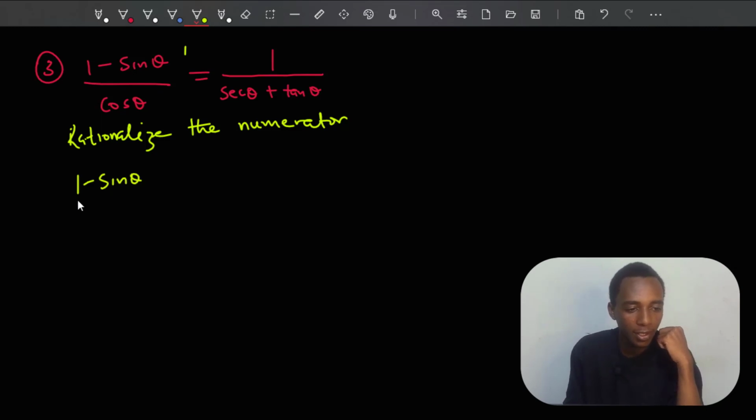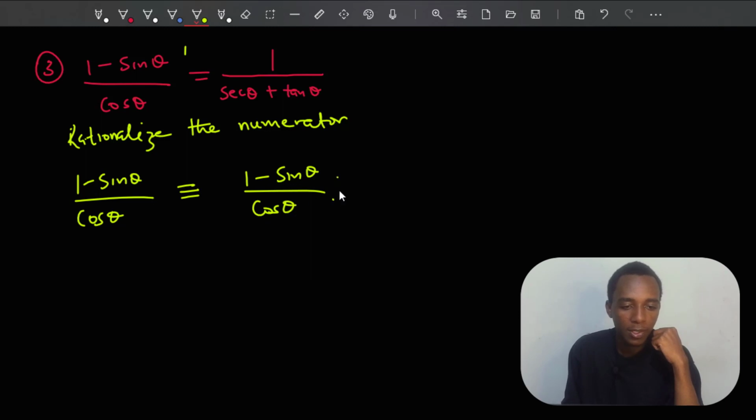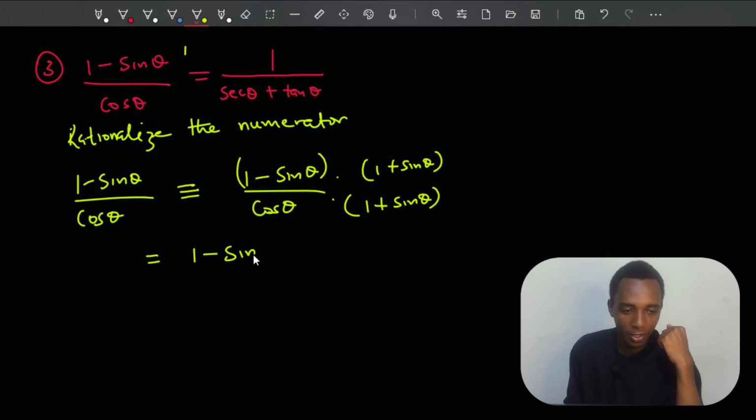1 minus sine theta divided by cos theta. This is the same as 1 minus sine theta divided by cos theta, and I multiply by 1 plus sine theta. I'll do that here also, 1 plus sine theta. And let's see what we have now. This times this is the difference of two squares. I'll just write the final result, 1 minus sine squared theta. And down here, we'll have cos theta plus cos theta sine theta. Okay, that's a nice one.